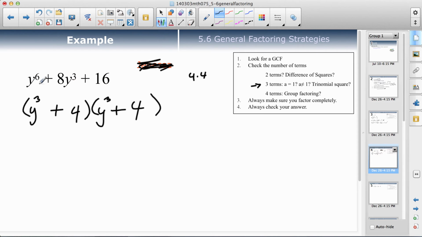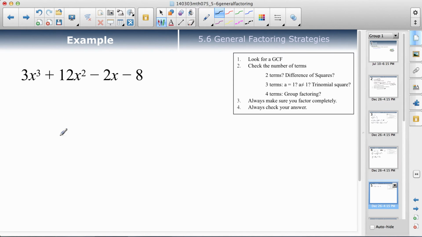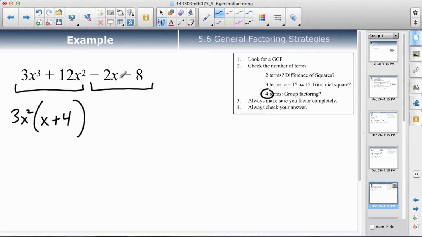Notice that the answer of doing that one would be pretty well identical to doing this question. So these numbers are the same, it's just the y's they were messing with. Let's try another one. Oh, 4 terms. Four terms, maybe it's group factoring. Let's try and see if it works. So I'm picking that one and I'm picking that one. Out of this one I can factor a 3x squared, leaving me with just an x and a plus 4. This one here, a 2 will come.